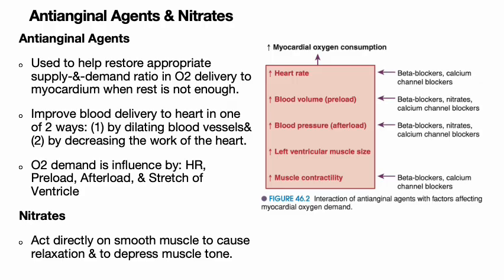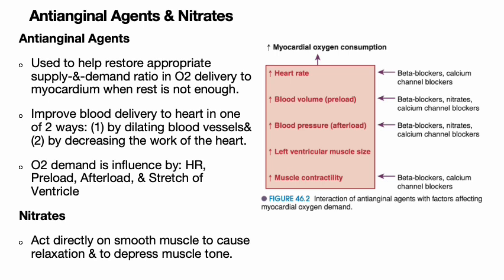The demand for oxygen by the heart muscle is influenced by the heart rate, preload, afterload, and stretch of the ventricle. For the heart rate, a faster heart rate requires more energy. For preload, the more blood returned to the heart, the more pumping will be done to empty it, which requires more oxygen. For the afterload, the more pressure the heart has to pump against, the more energy is required. And for the stretch of the ventricle, the farther apart the actin and myosin fibers, the more energy is used as they react and slide or contract.